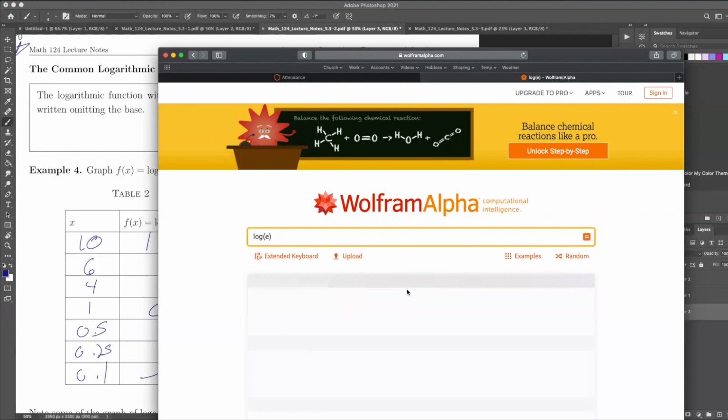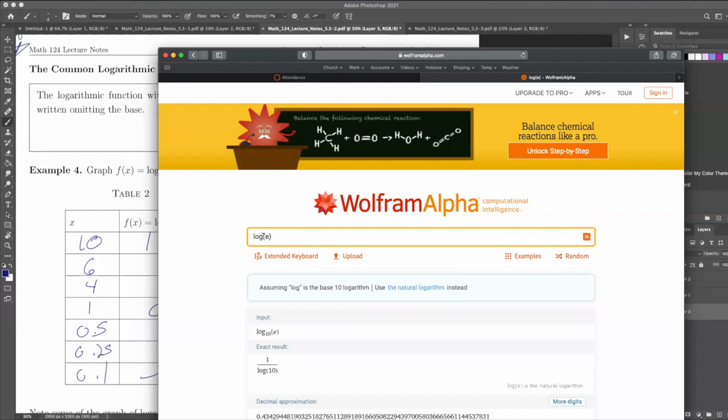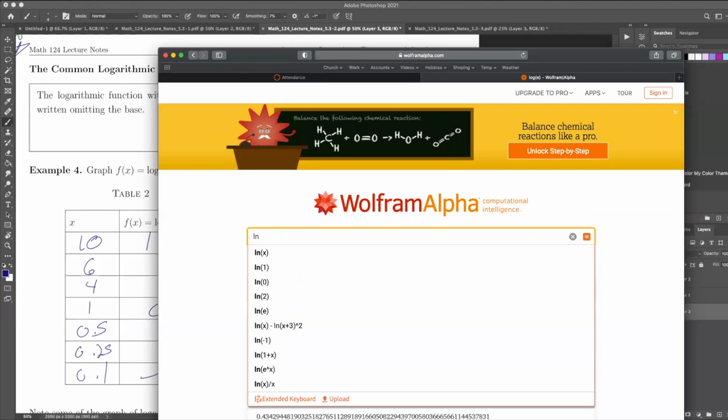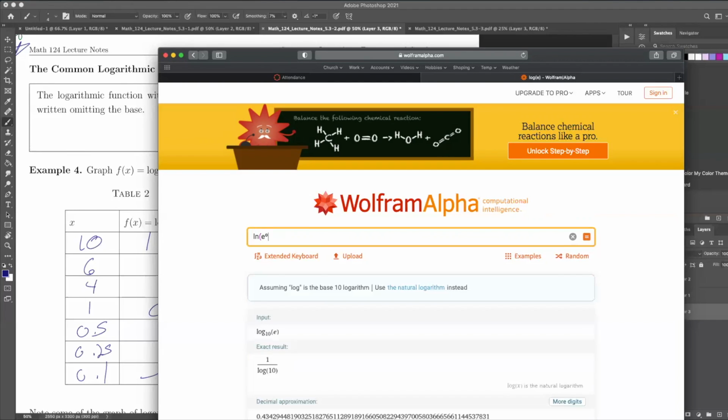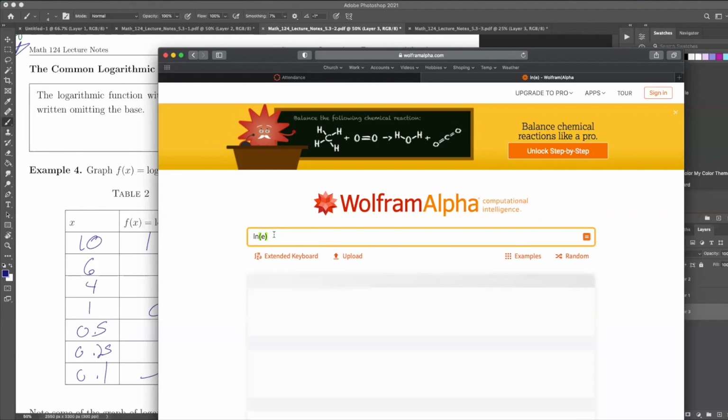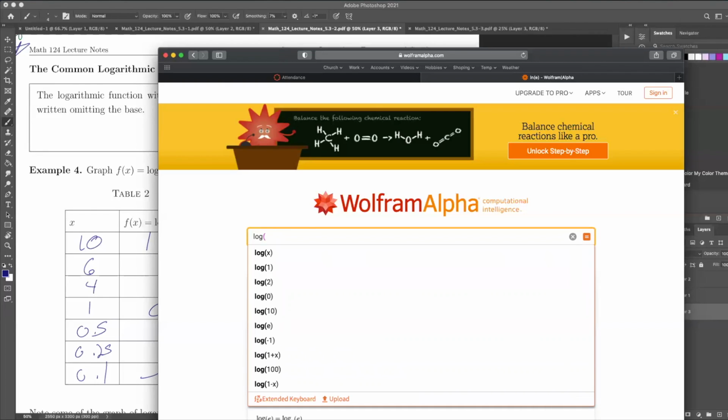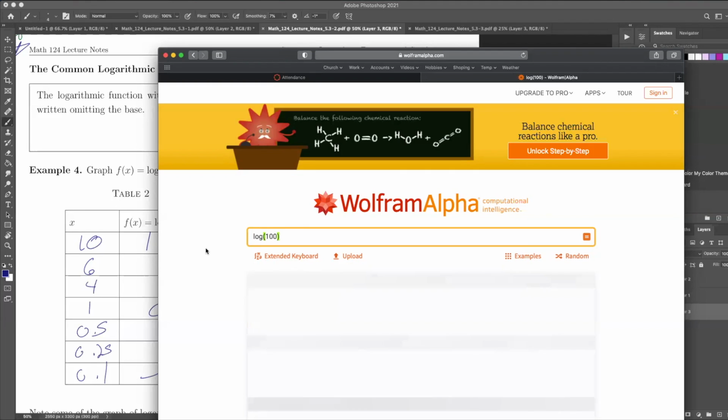You can tell it to use the other log, right? But most of the time, when you want natural log, you're going to type ln of e, because the natural log of e should be 1, right? So here's a case in point. Wolfram Alpha thinks log means natural log, not log base 10. At least it warns you kindly when you type it in.